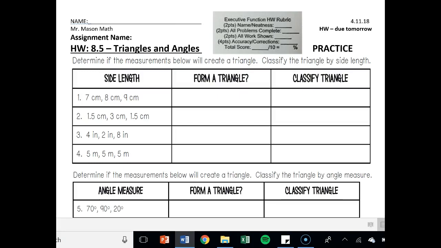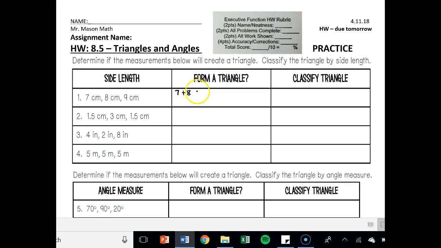You're going to want to have your notes next to you for this homework because those will be very helpful. So the first set of problems says determine if the measurements below will create a triangle, then classify the triangle by side length. So for a problem like number one, remember two of the sides have to be added up to be greater than the third side. So you're going to want to put down all of the possible combinations.